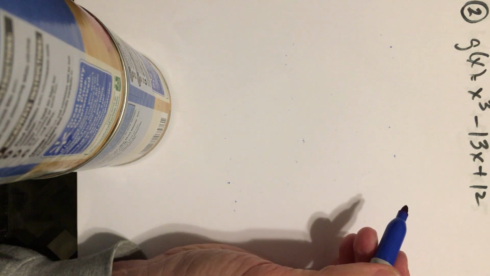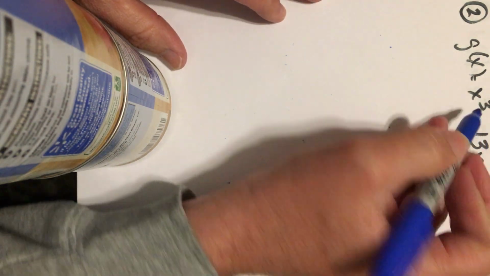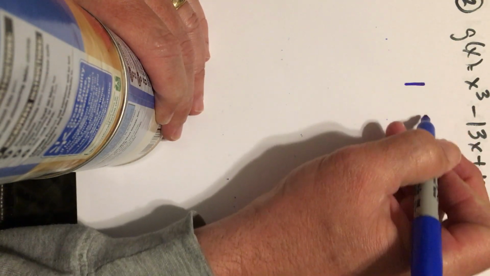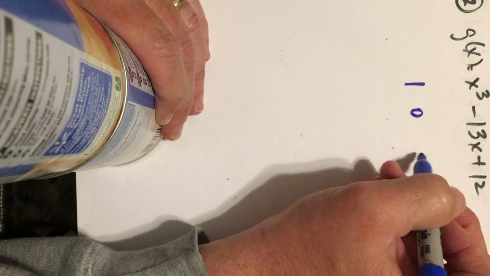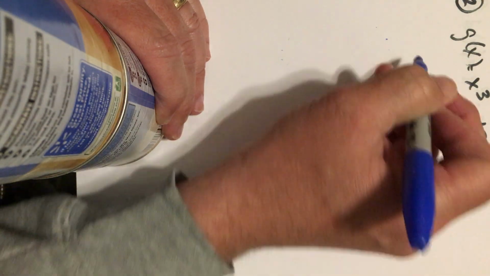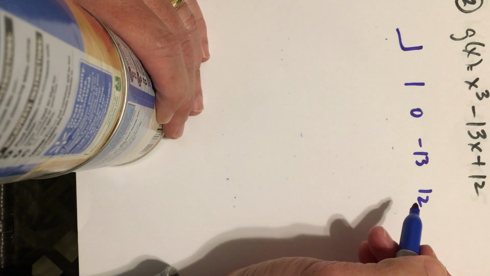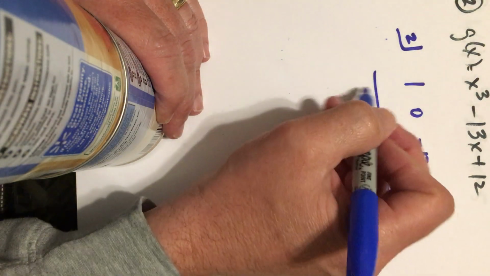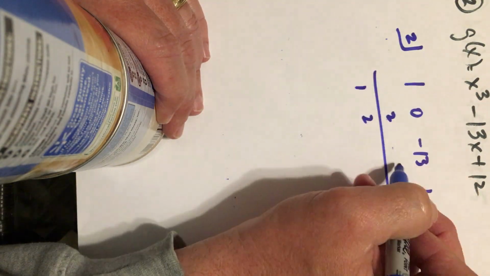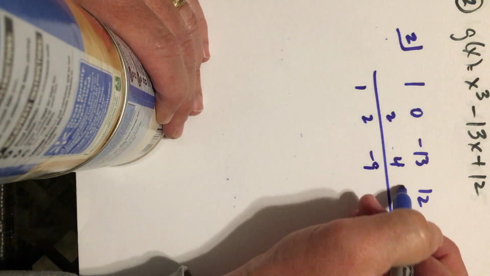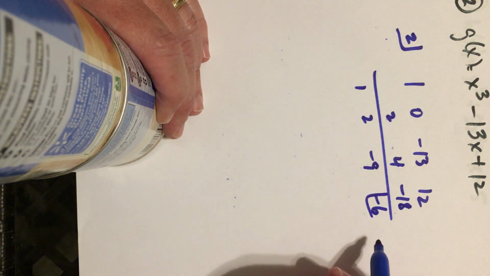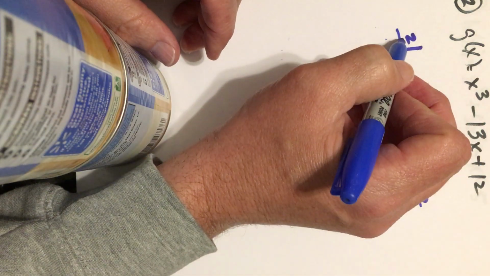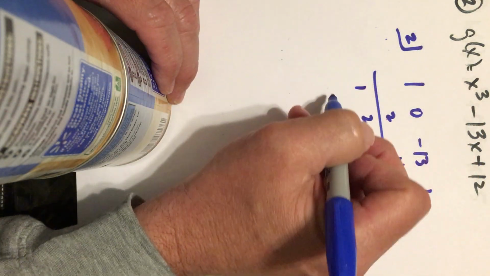So here we go. On this next problem, don't forget, you're looking for powers if they're skipped any. So to do this, it's 1, 0 for the x squared that's missing, -13 and 12. And I need to find a number that goes in the box. Let's try the number 2. Drop the 1. 1 times 2 is 2. 2 times 2 is 4 and -9. -9 times 2 is a -18 and -6. Notice I did not get a 0 in the box. That just means that 2 is a bad number. No big deal. Start over.